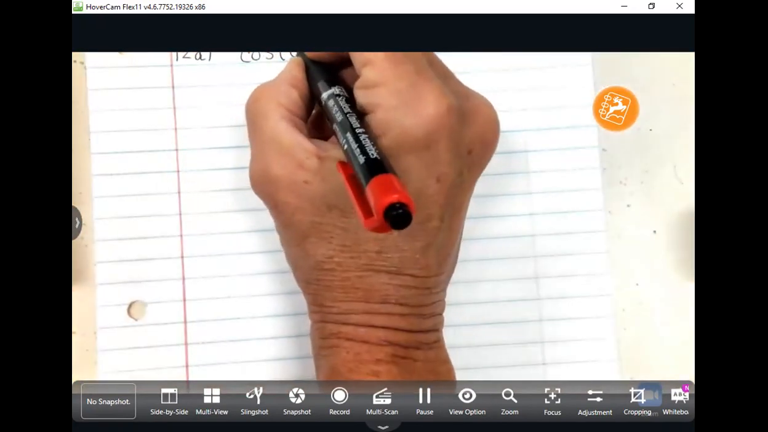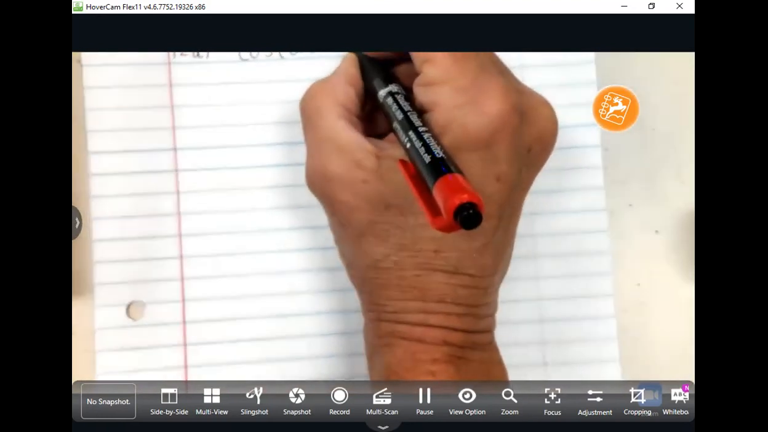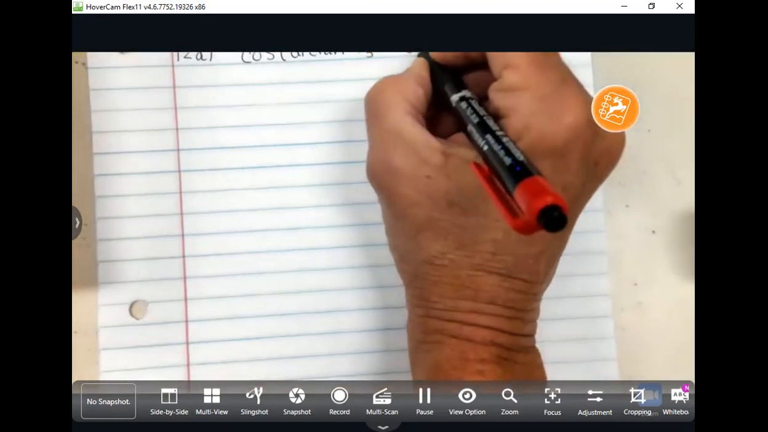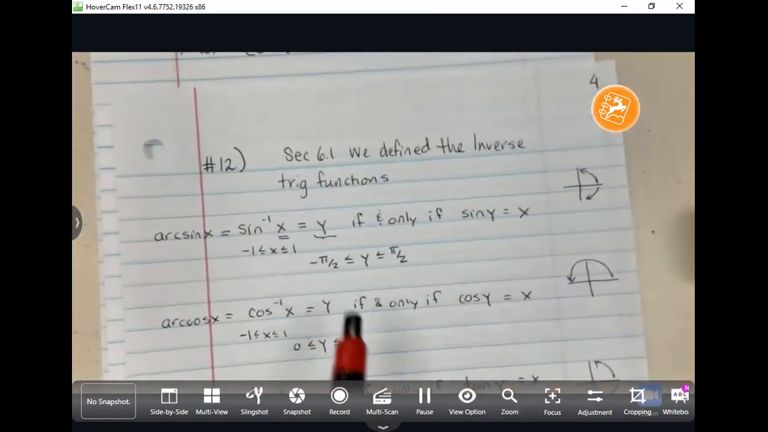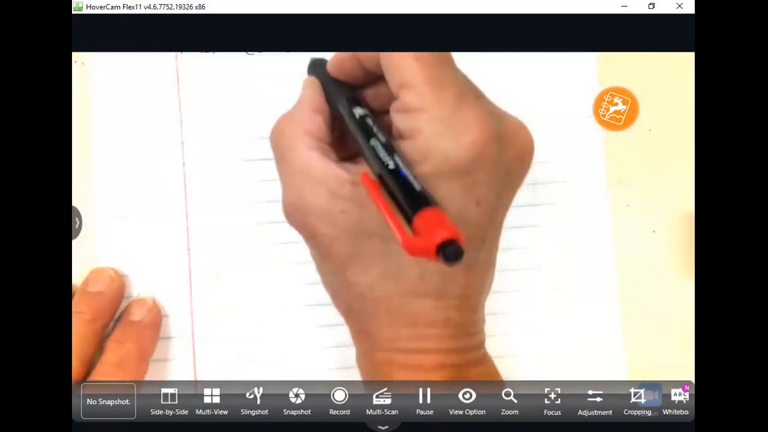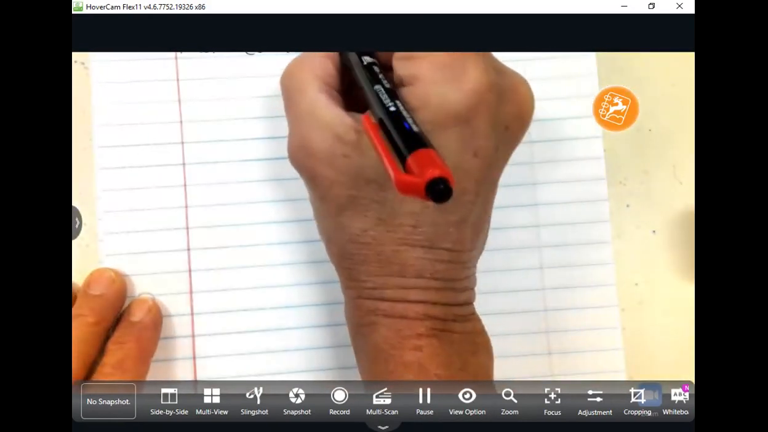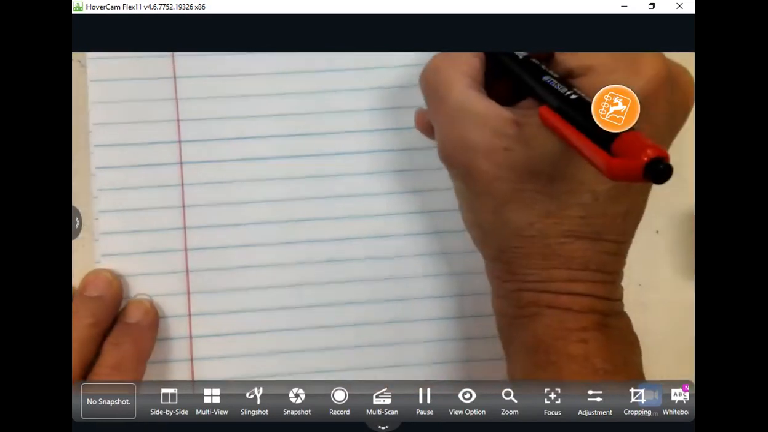Cosine of the arc tangent of 4/3 minus the arc cosine of 5/13. Inverse trig functions are angles. We're looking for angles when we're given a trig function, their inverse trig function. So I'm going to call them angles. I'm going to call this one angle A, and I'm going to call this one angle B.